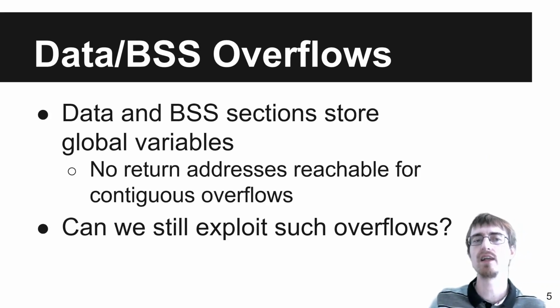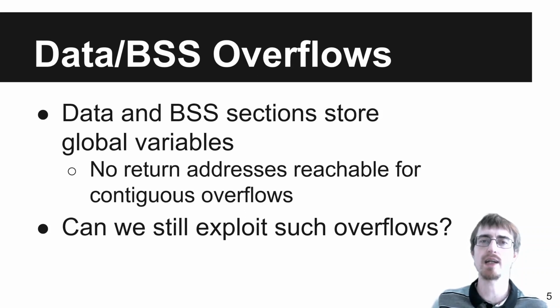One case is where we can overflow a global variable. Global variables are stored in the data and BSS segments. So these segments are in the ELF file and they're loaded when your program is loaded. The data section contains initialized data, so this is actually stored in the binary, whereas the BSS contains uninitialized data, which will be initialized to 0 by the operating system. Now, these sections are in a completely different location in memory than the stack is. This means if we have a contiguous buffer overflow, we're not going to be able to reach the return address.